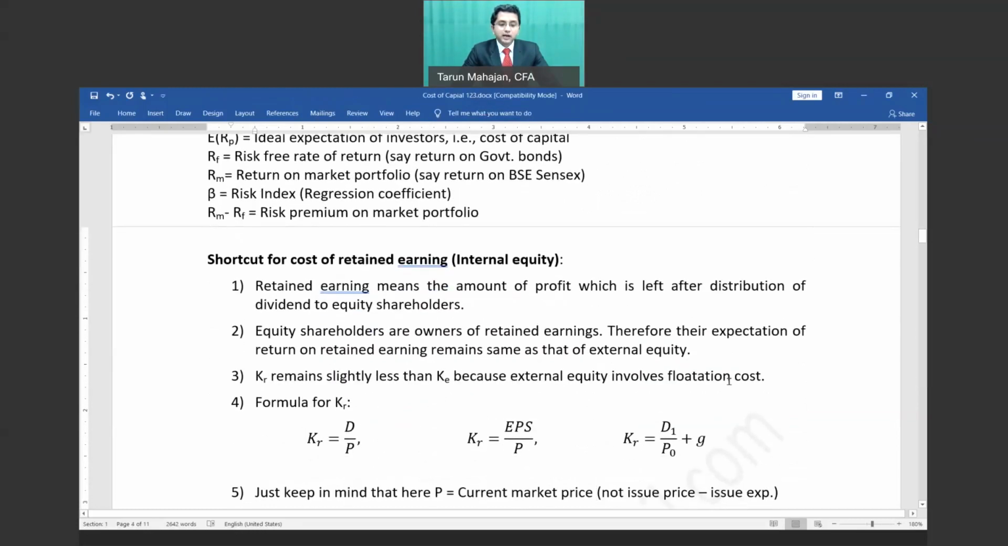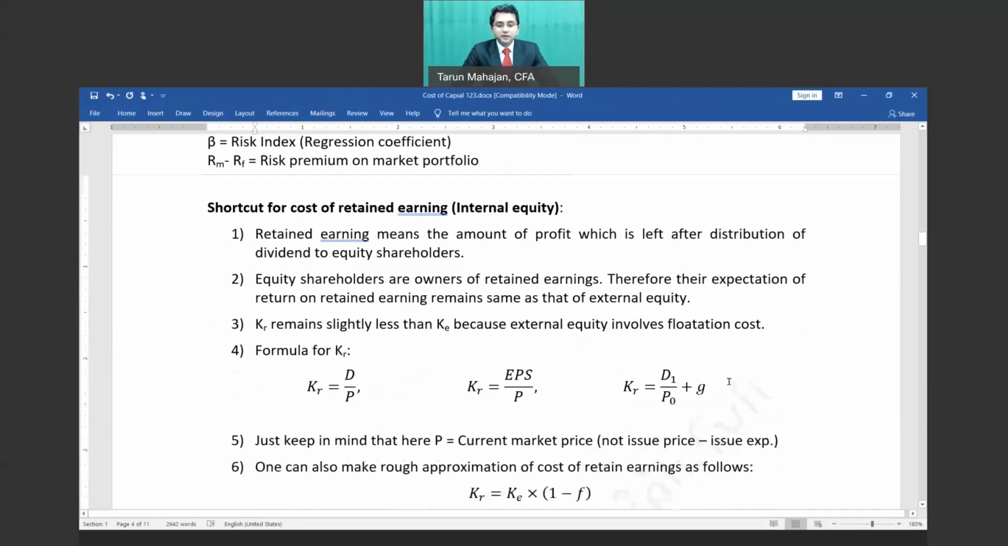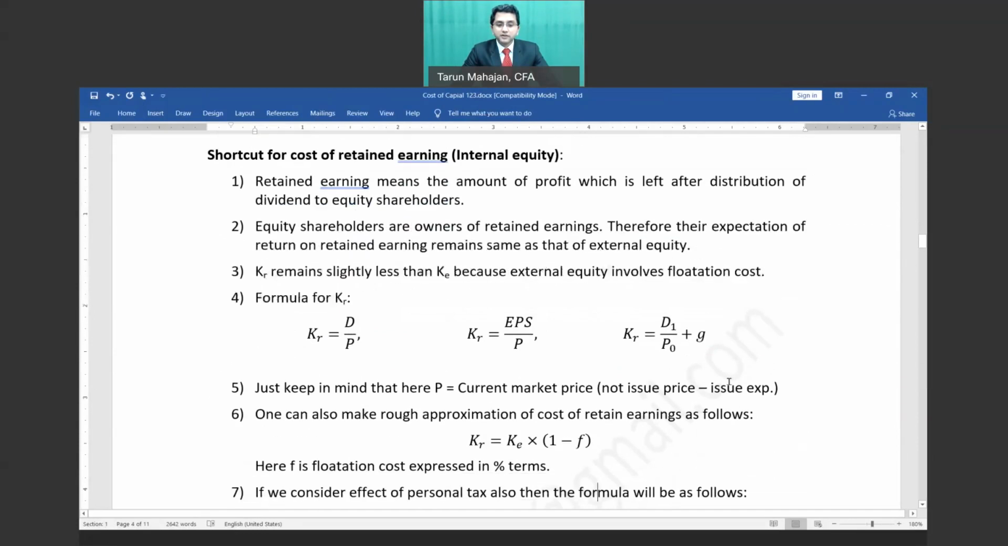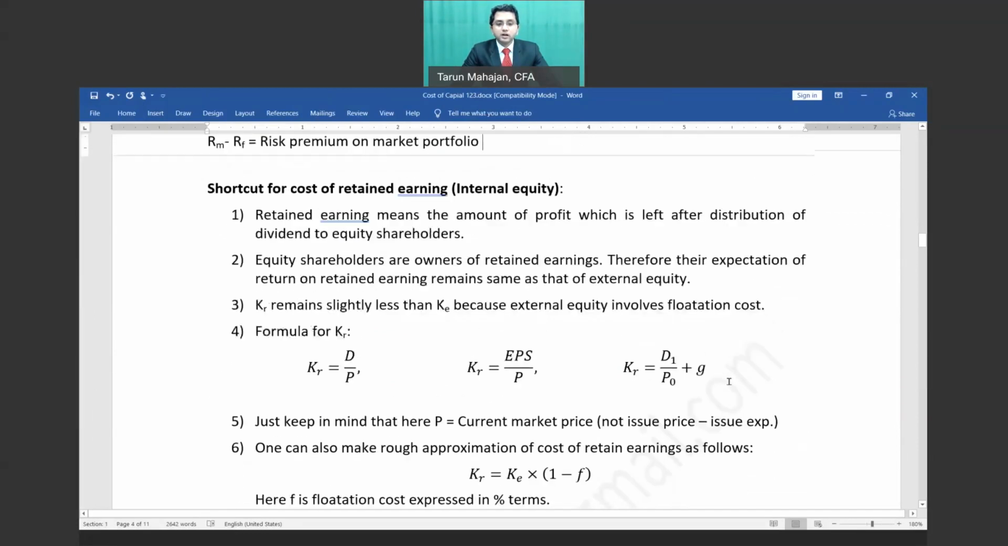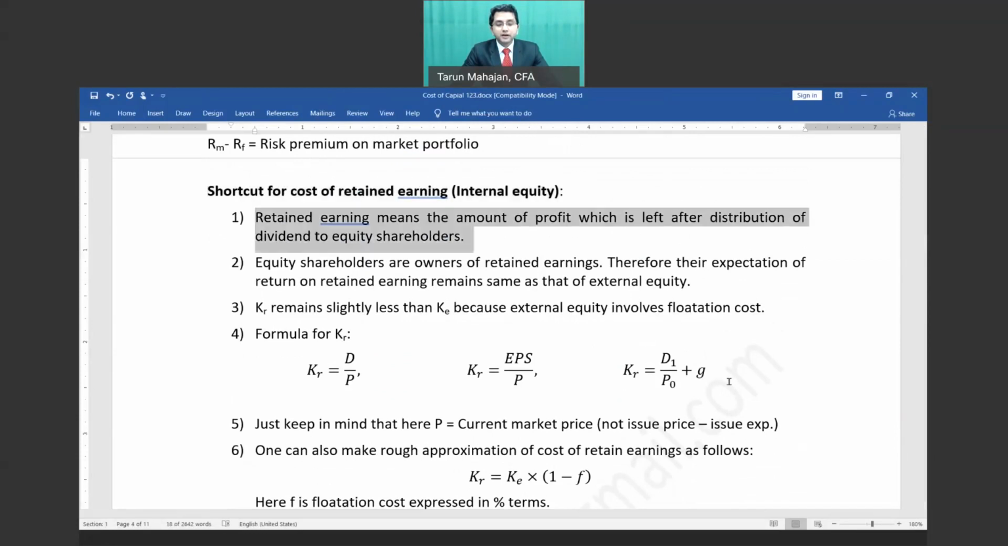Okay. Once you calculate, you have learned to calculate cost of debt, cost of preferentials, and cost of equity shares. Now here comes the concept of cost of retained earnings. Retained earning is also a source of finance. And who is the owner of retained earning? Equity shareholders are owners of the retained earning. That's why the cost of equity must be equal to cost of retained earning.